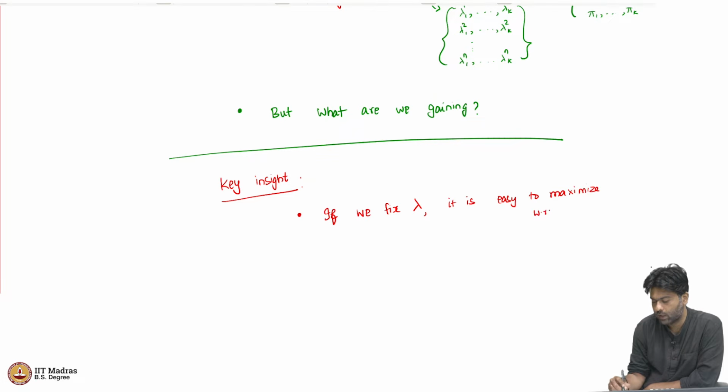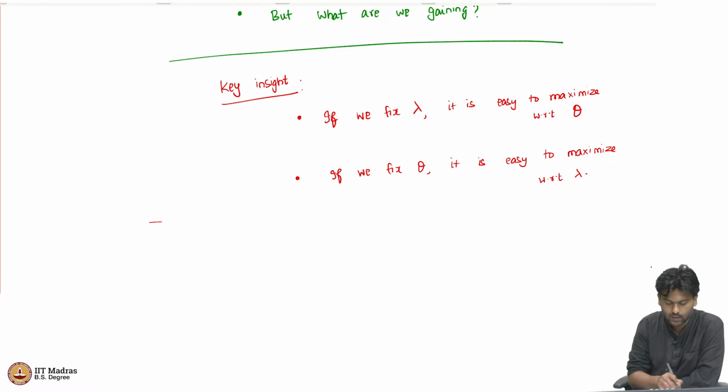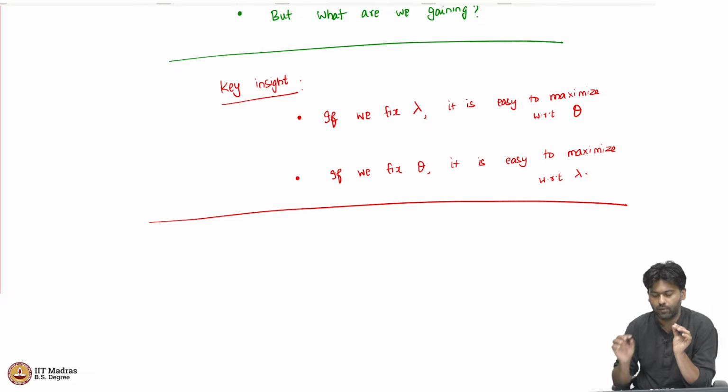with respect to theta. So, for a given value of lambda, it is super easy to maximize with respect to theta. Similarly, we will see if we fix theta, it is easy to maximize with respect to lambda. This is perhaps the most important thing we should take away from here, right.